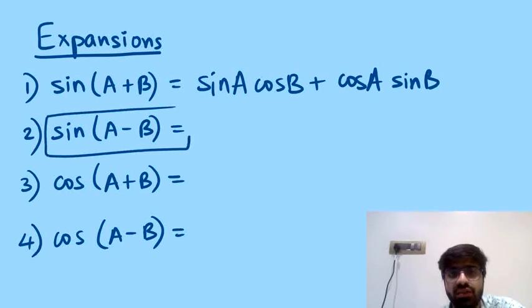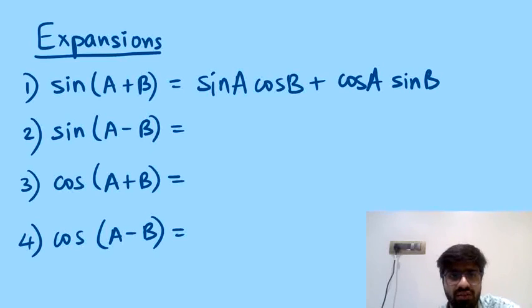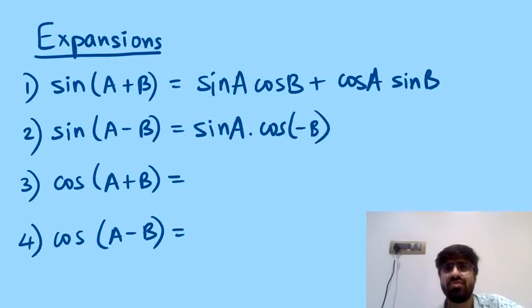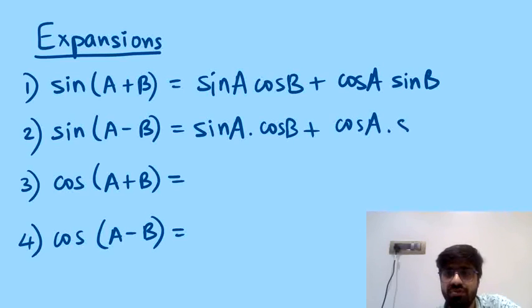How to derive the second formula? From the very first formula itself, you replace b with minus b. So sin of a plus minus b will make it sin of a minus b. If you are replacing b with minus b on the left, you replace b with minus b on the right hand side also. So on the right hand side it will be sin a into cos of minus b, but cos of minus b we have learned in the previous video, this is cos b. So sin a cos b plus cos a into sin of minus b.